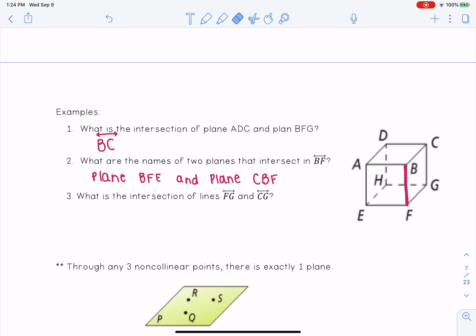Finally, the last question asks, what is the intersection of lines FG and CG? If you look at these 2 lines, they only hit each other at that one point. That point is G.